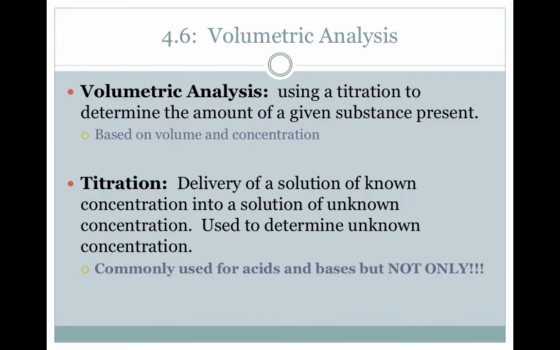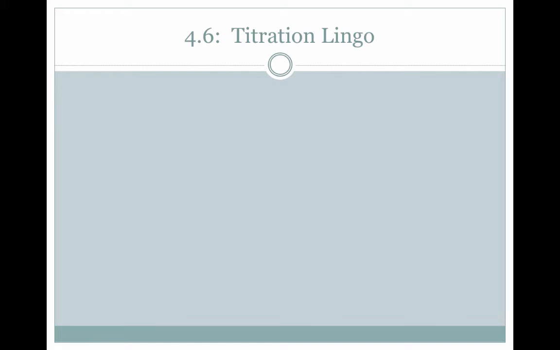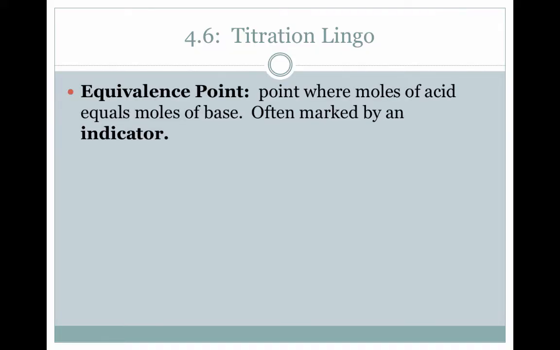Titrations are most commonly used for acids and bases, but this is not the only way in which titrations can be used. They're often used as an analysis method for many other types of reactions. Let's start with some titration vocabulary. Since titrations are most often used for acids and bases, we'll talk about this vocabulary in terms of acids and bases, but do bear in mind that titrations can be used for other types of reactions as well.